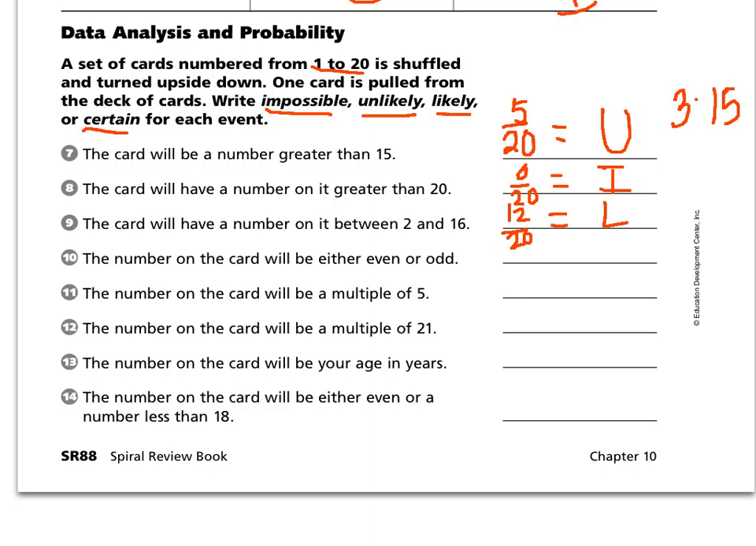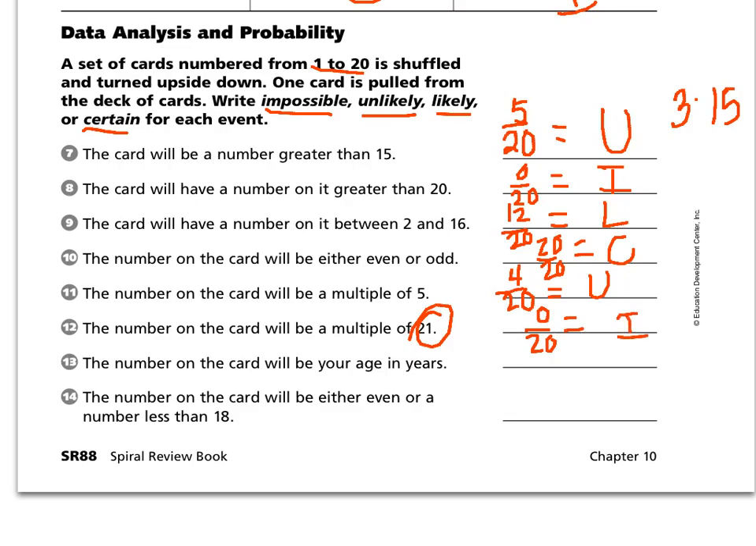The number on the card will either be even or odd. This will be 20 out of 20, which equals certain. The number on the card will be a multiple of 5. I know that's only 5, 10, 15, and 20, which will be 4 out of 20 cards, which is going to be unlikely. The number on the card will be a multiple of 21. Well, multiples would be 21, 42, not numbers 1 through 20, so that would be 0 out of 20, which is going to equal impossible.